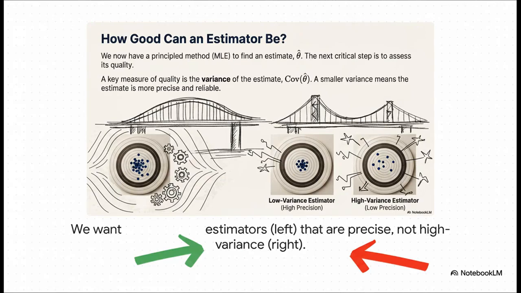Just look at these two targets. On the left, you've got a low variance estimator. Every time you run it, you get an answer that's tightly packed around the bullseye. It's precise, it's reliable. The target on the right, that's high variance. The shots are all over the place. It's unpredictable. Now, if you're building a guidance system for a rocket, you definitely want the estimator on the left, right? You need precision. You need low variance.